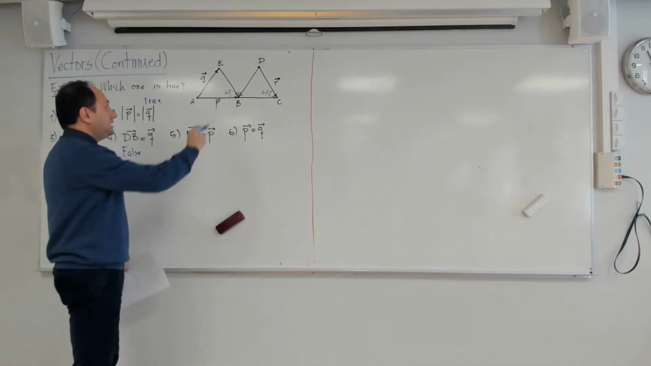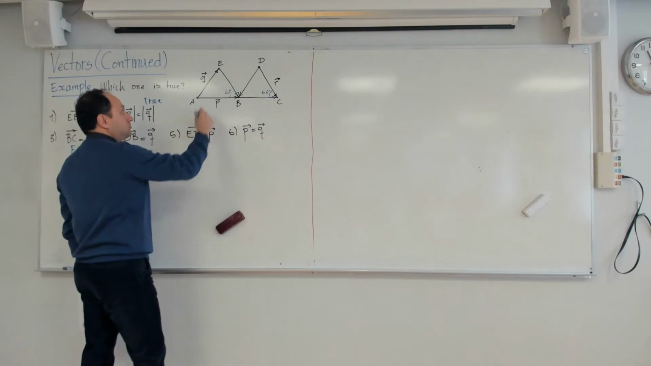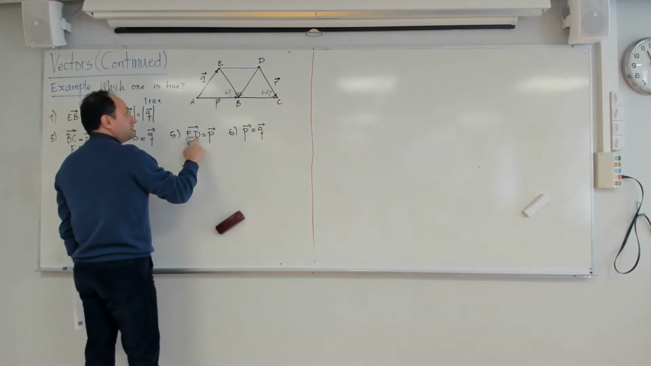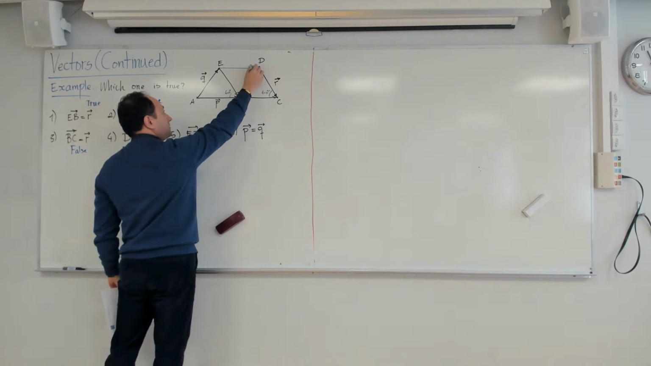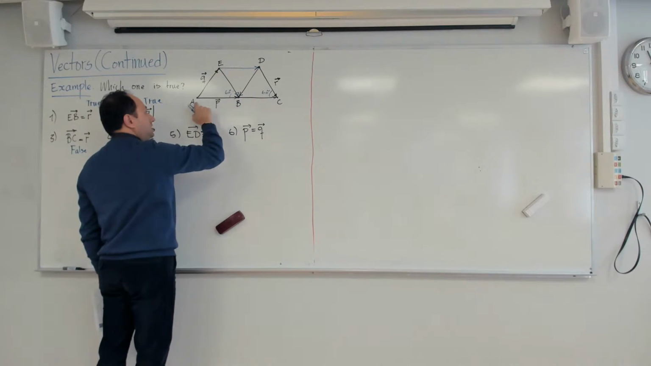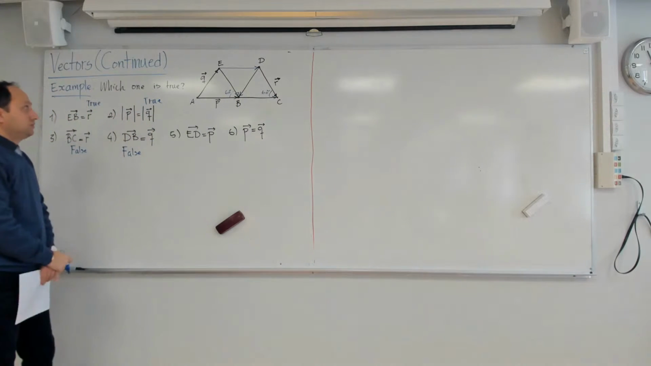So ED is not in the picture, so I need to draw it. ED is this vector, but D is the final point, so I have to put the tip of the arrow here. Now I am claiming here that ED is equal to P.A. Do you think that this claim is true or false?